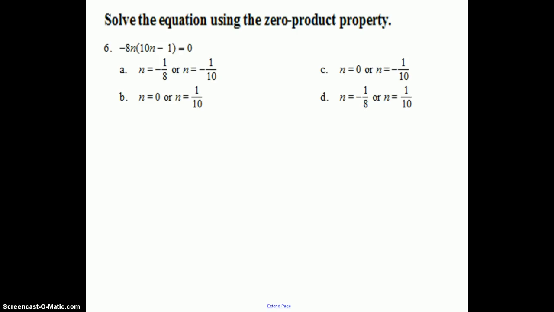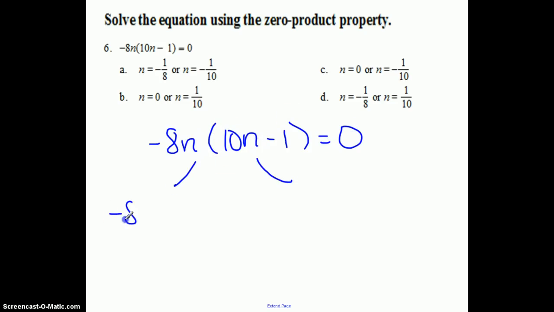Okay, here's the next one. Again, using the zero property. So I'm going to take these two and separate them. So negative 8n equals 0, or 10n minus 1 equals 0.